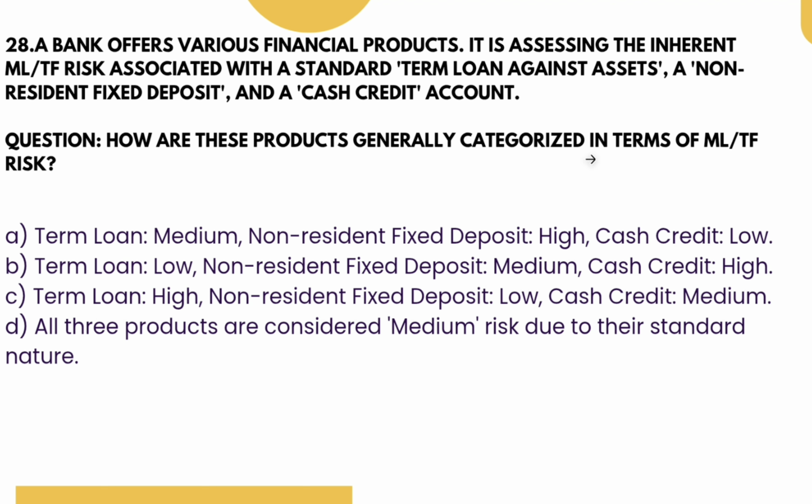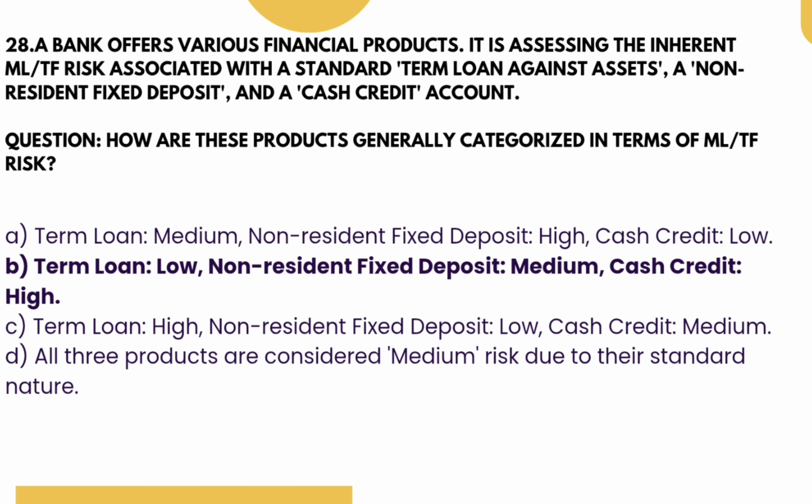So, how are these products categorized in terms of money laundering and terrorist financing risks? Here also different categories are given for each of the products. So, the answer is B. Term loan low, non-resident fixed deposit medium, and cash credit high.